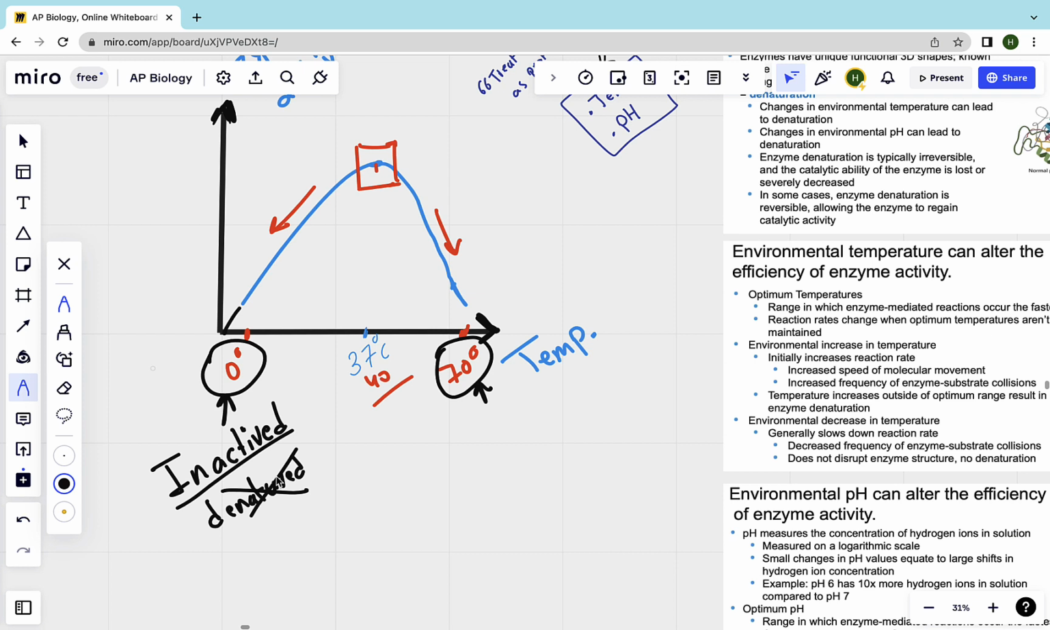Yes, it will work, because freezing does not destroy the enzyme. It will only inactivate it by freezing it, preventing it from moving.